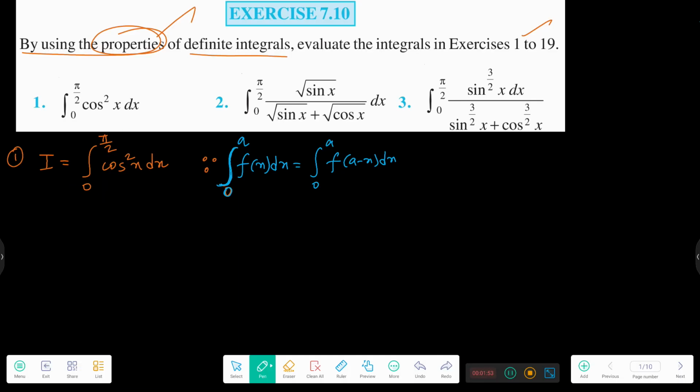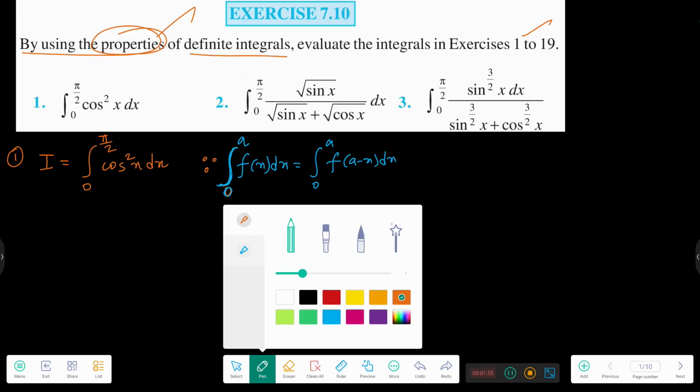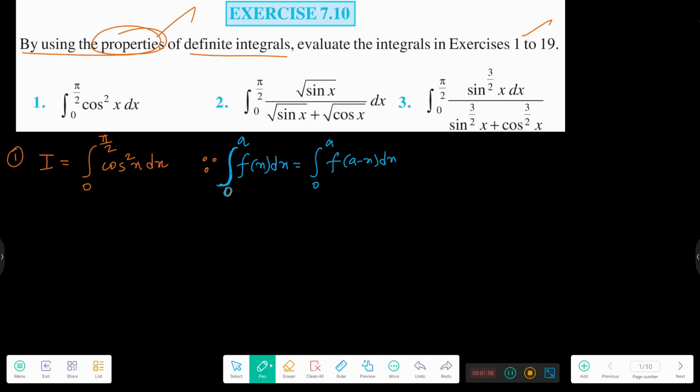Understand? So let me go now. I is equal to integral from 0 to pi by 2 of cos square of pi by 2 minus x dx. Listen, what you have to do: where we have x, there you subtract, a minus x. So a is pi by 2, so I have applied pi by 2 minus x. That's it. Have you understood this step?